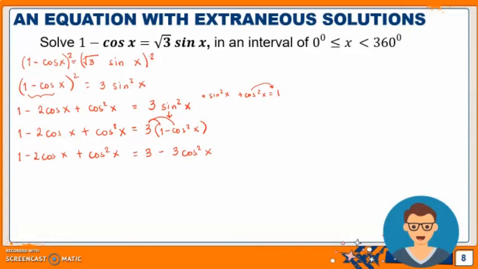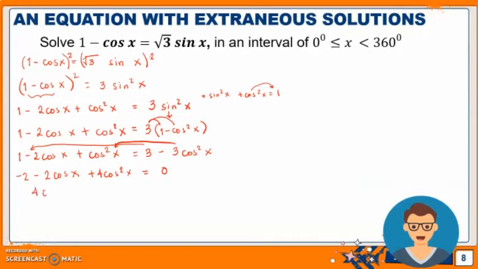And then combine similar terms. So 3 would be placed here. So that would become negative 2, or that's 2 minus 2 cosine x, and then negative 3 would be placed there, plus 4 cosine squared x is equal to 0. Let's just arrange this one into a quadratic form.